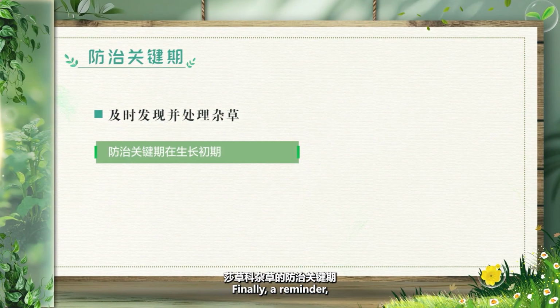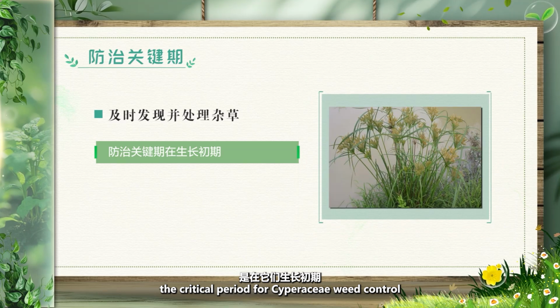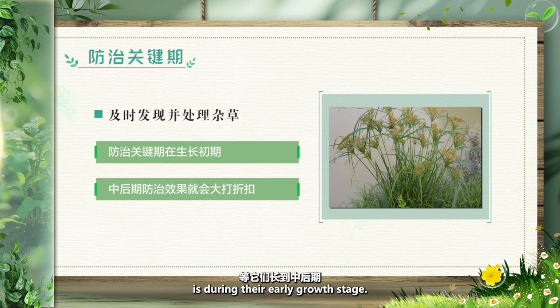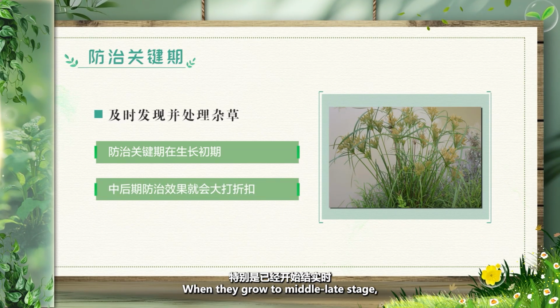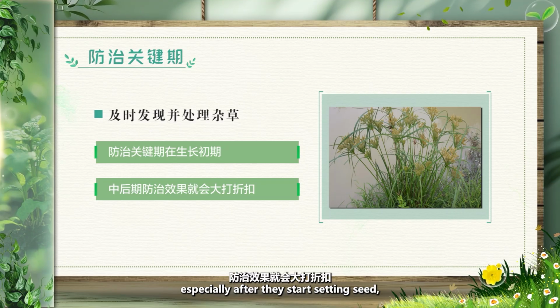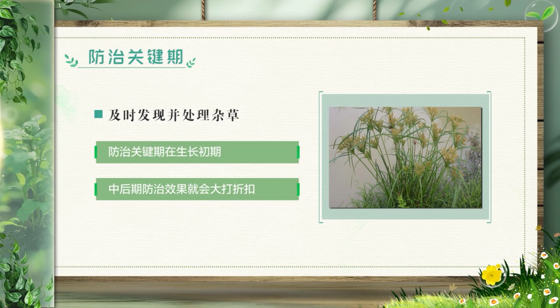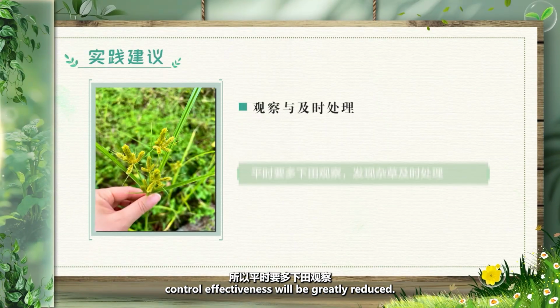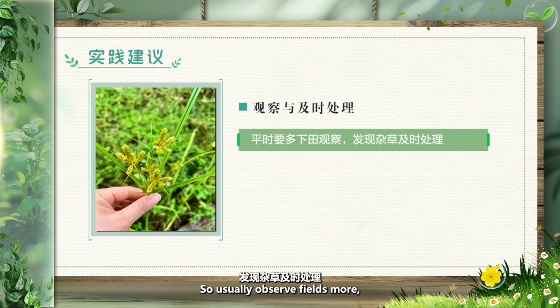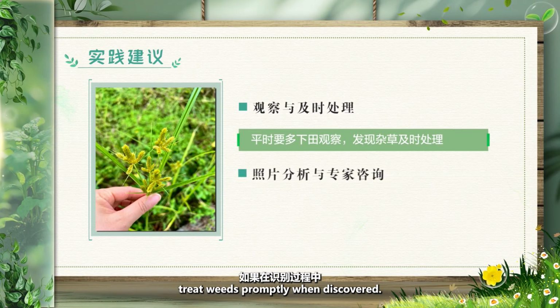Finally, a reminder, the critical period for Cyperaceae weed control is during their early growth stage. When they grow to middle-late stage, especially after they start setting seed, control effectiveness will be greatly reduced. So usually observe fields more. Treat weeds promptly when discovered.